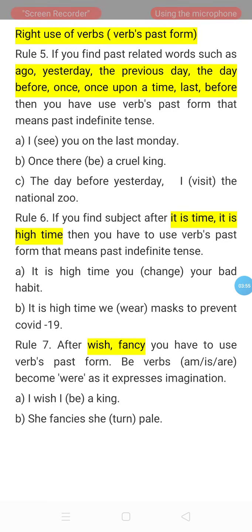So students, we have to close today's class, and today we have practiced rule 5, rule 6 and rule 7. You must note down and memorize these rules and study well at home.